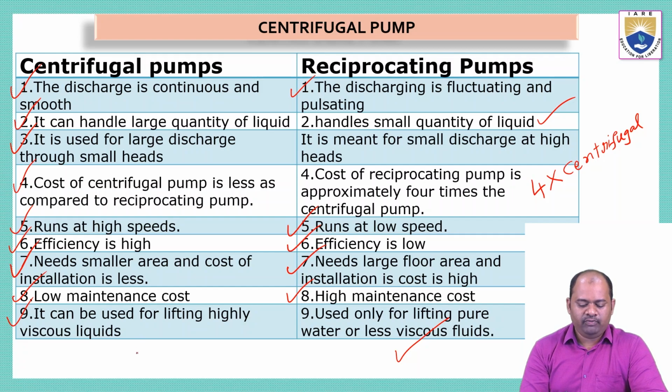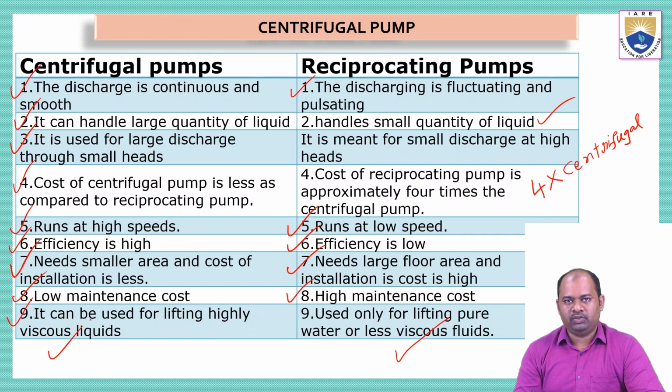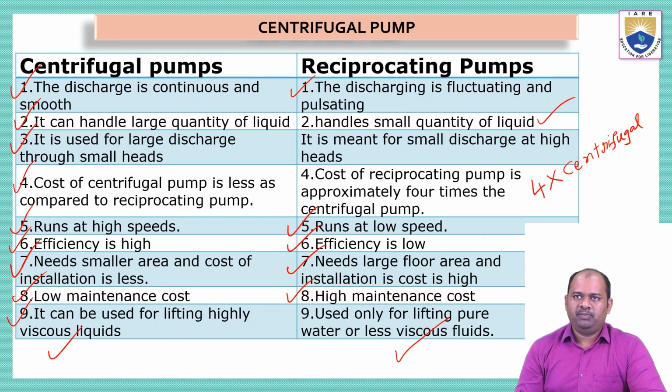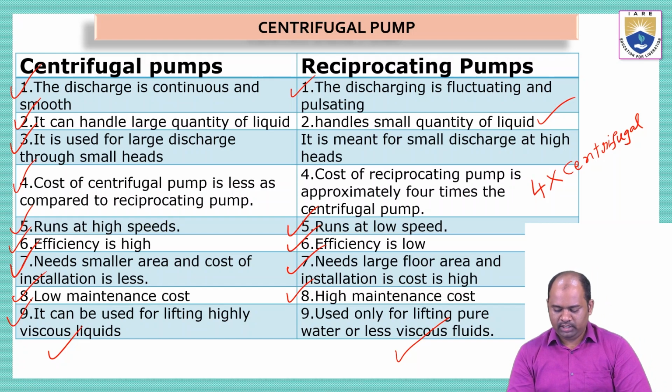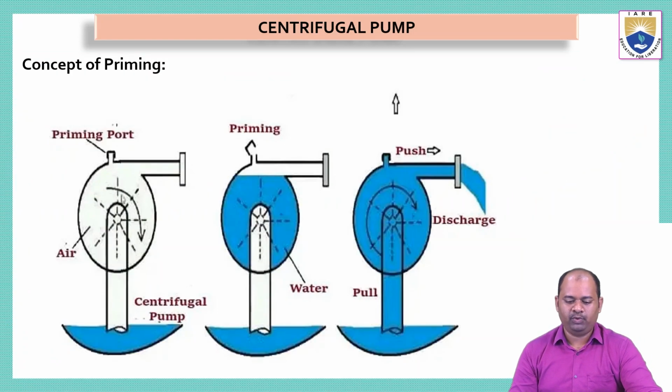So the centrifugal pumps can continuously lift, and they can be used for pumping highly viscous fluids also. But reciprocating pumps are not used for that, so they can be used for less viscous fluids only. Okay. Now these are the differences between centrifugal pumps and reciprocating pumps.